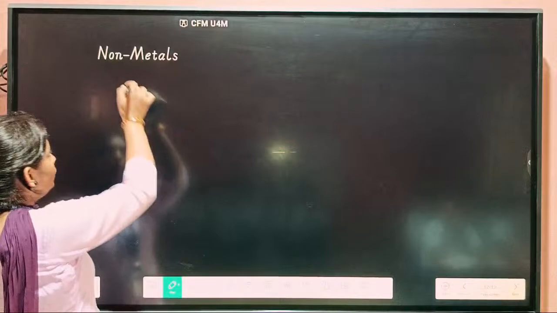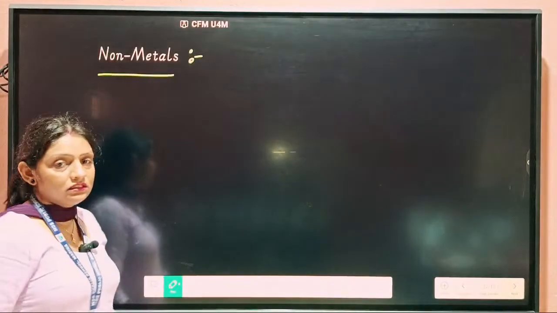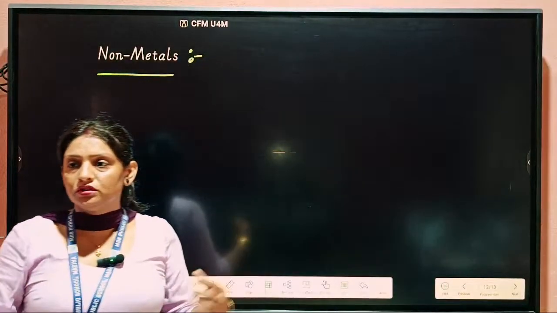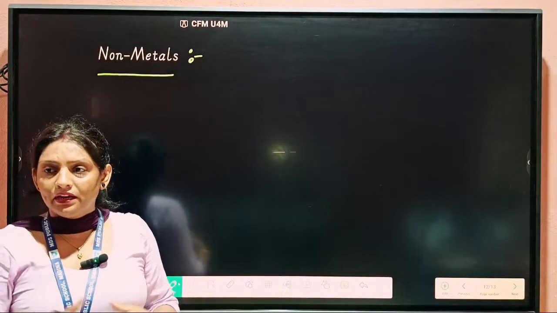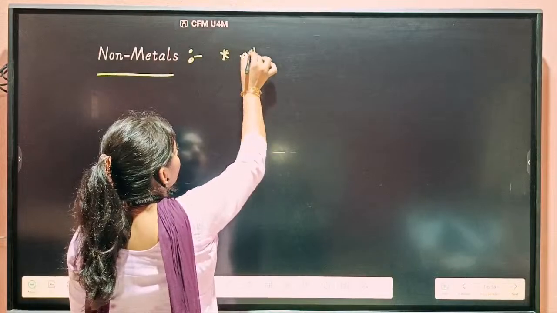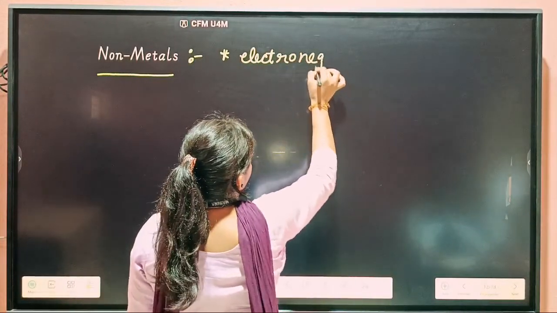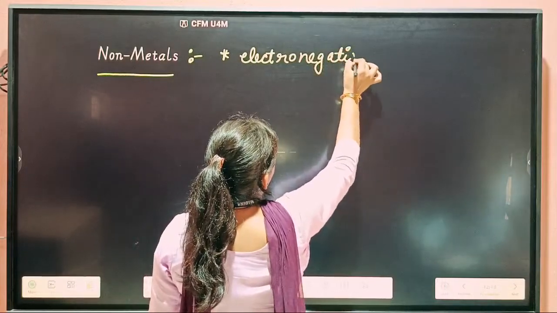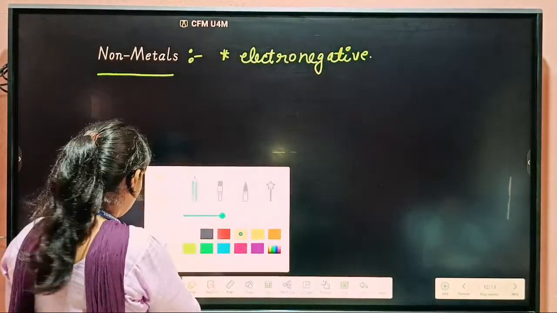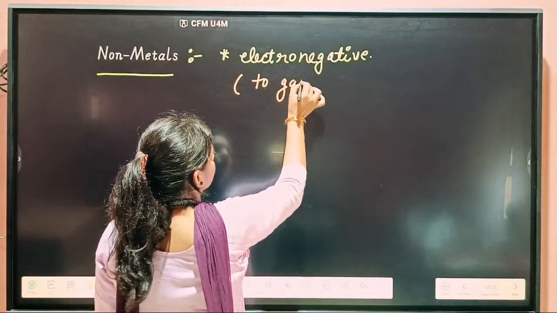Now students, non-metals. Non-metals are just opposite to the metals. They show properties just opposite to the properties of the metals. Non-metals are electronegative. Why are they electronegative? Because they have a tendency to gain electrons.